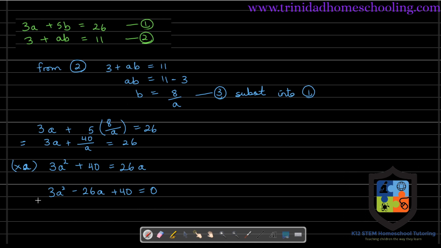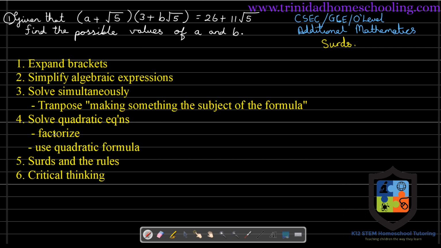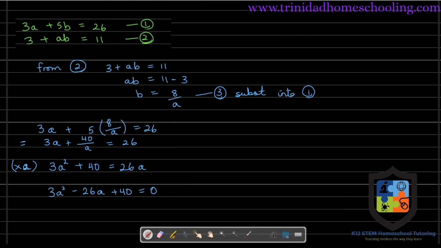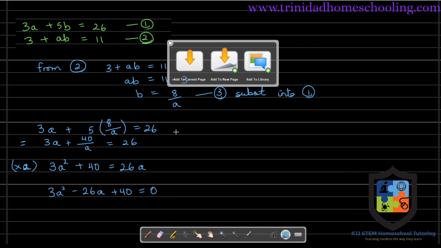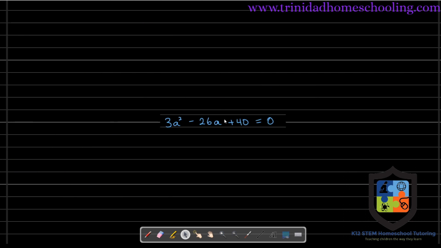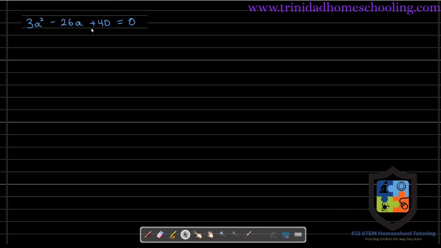So now we're going to solve this quadratic equation, and we spoke about the two ways we could do this at the beginning. We could either factorize it, or use the quadratic formula. I'm going to do it both ways for you. I'm going to start with factorizing first. So let me just put this onto another page, and I'm going to solve this using the factorizing method first.